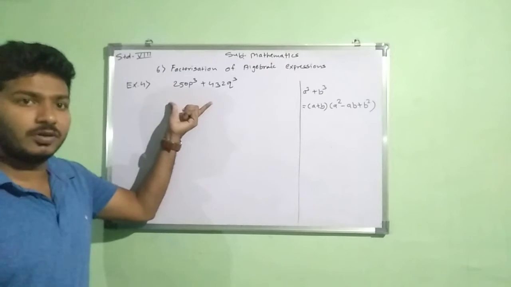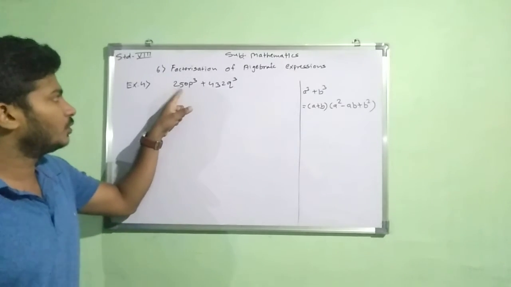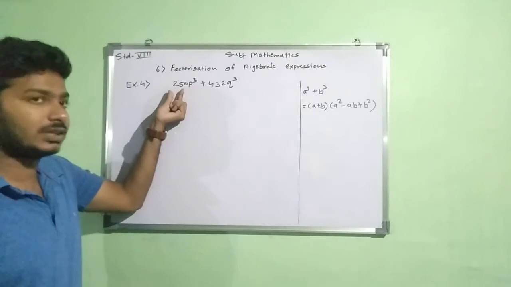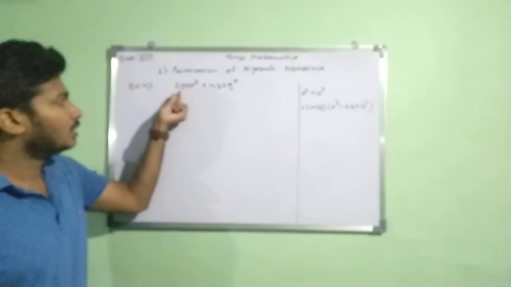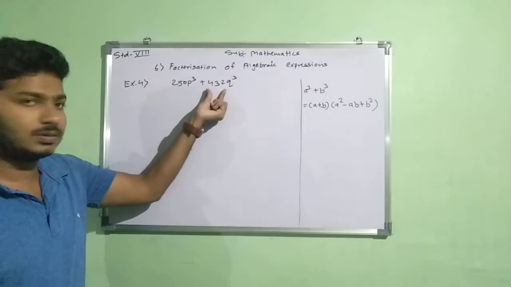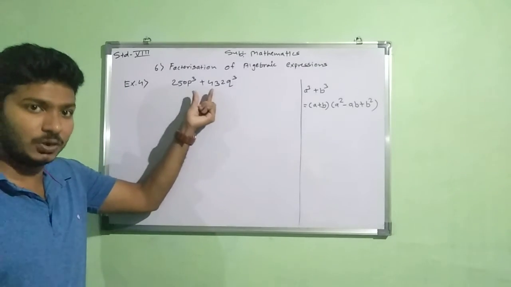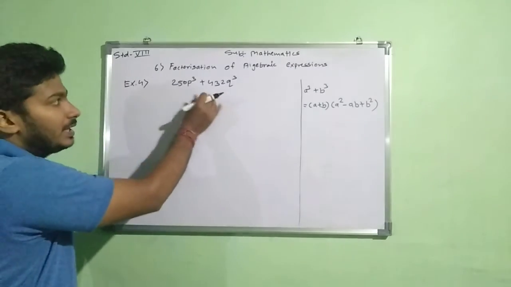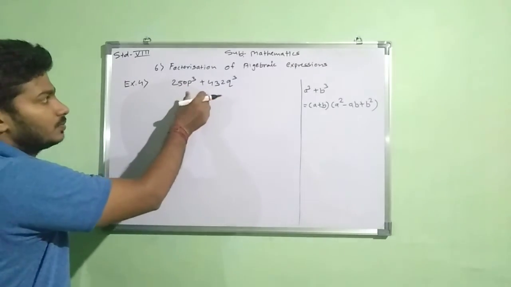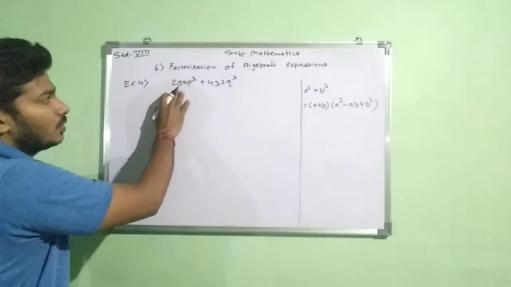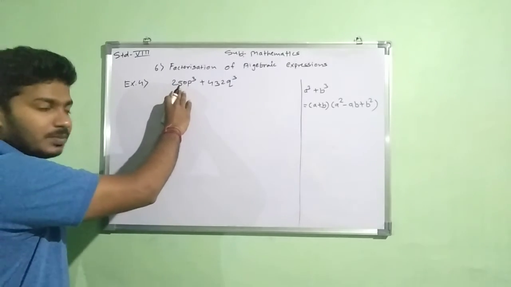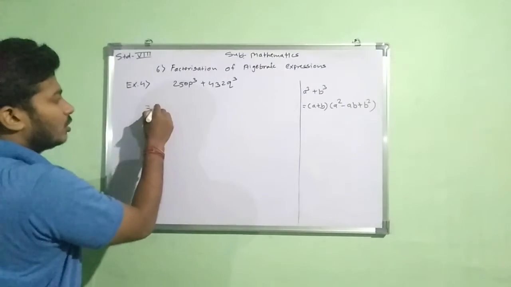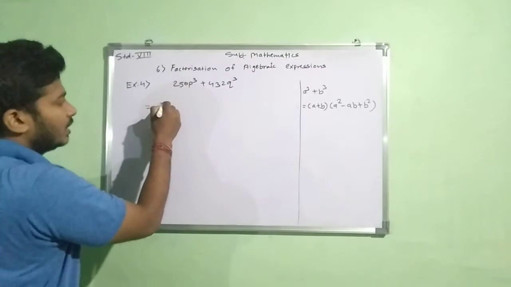This is example number 4. We have to find the factor of 250 p cube plus 432 q cube. Now if you carefully look at the coefficients of p and q, neither 250 nor 432 is a perfect cube. Okay. But one thing we can do over here, we can take 2 as a common factor between both terms, because we can divide 250 by 2 as well as we can divide 432 by 2. So we will take 2 as a common factor. Let's see what happens.